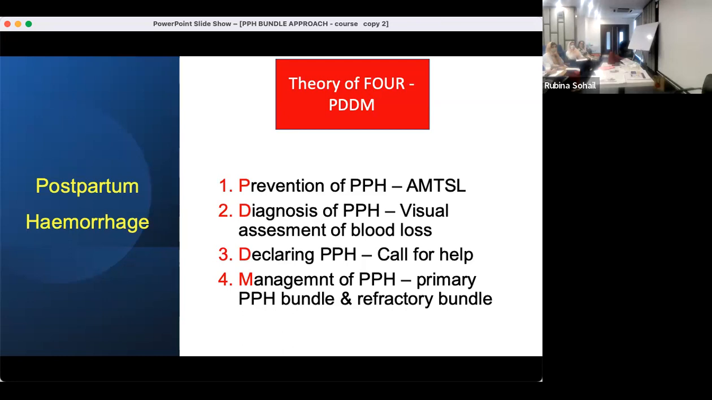If you delay the treatment of PPH, that is actually one of the causes of maternal death, number one. Number two, if you over-treat PPH, that is also a cause of maternal death. You have given a lot of fluid, hemodilution, coagulation profile disturbed. So the benefit of early treatment is that you do not have to give unnecessary fluids. So you can actually give good treatment. And the last component is you manage PPH. There are two approaches to management of PPH.